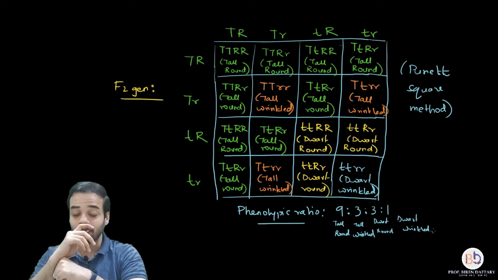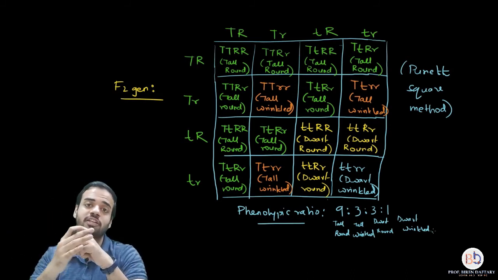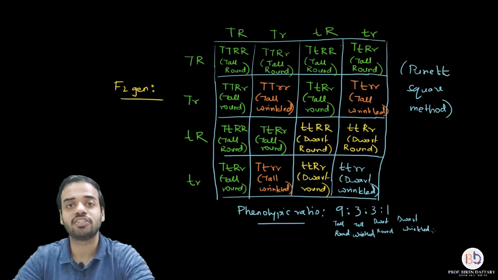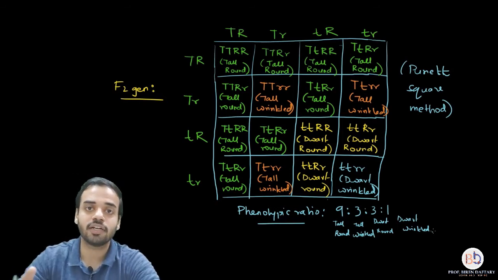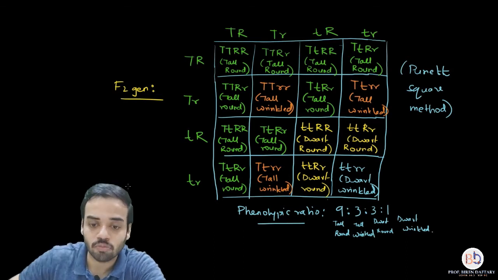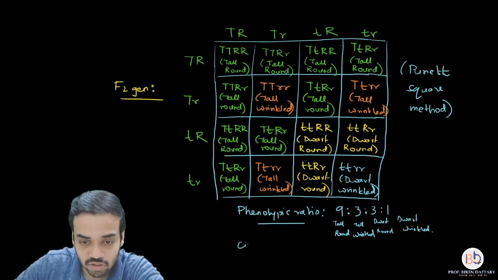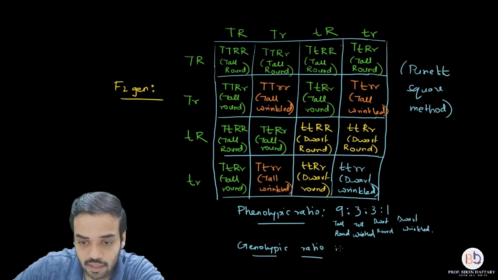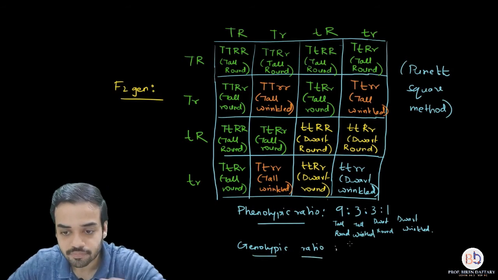Now what is the genotypic ratio? Now the genotypic ratio is very, very big. Genotypic is basically every organism having a different genotype will be counted as a different numeral. So I will just write down the genotypic ratio. I will write it down in a different color.